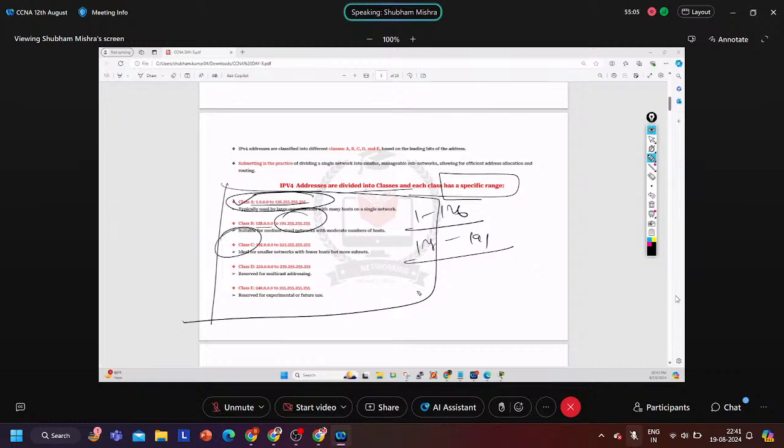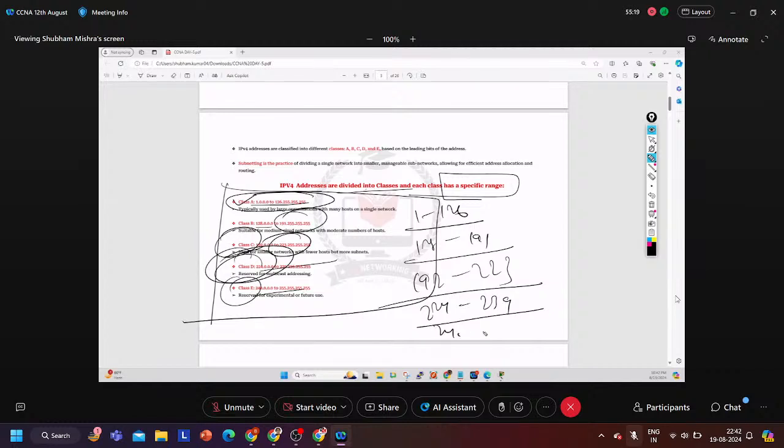Class C range, guys, is 192 to 223. Class D means 224 to 239. This is called the class D range. Class E range is, guys, 240 to 255. So this is called the class E range. Getting my point, everyone? So you have to remember these ranges.